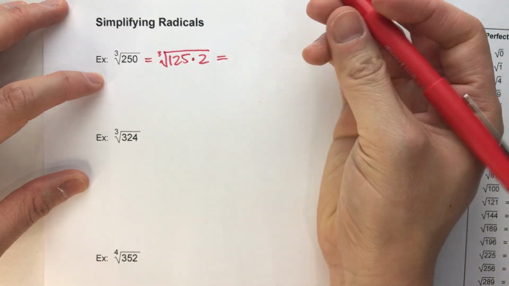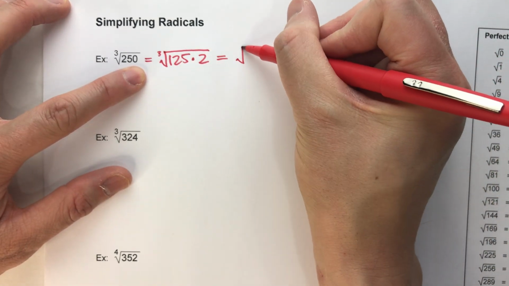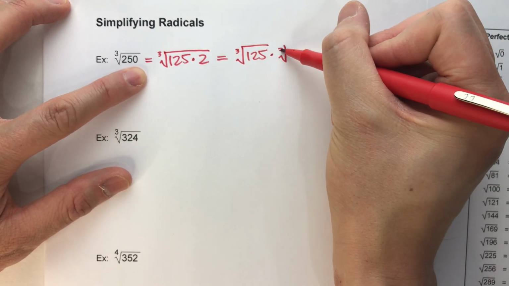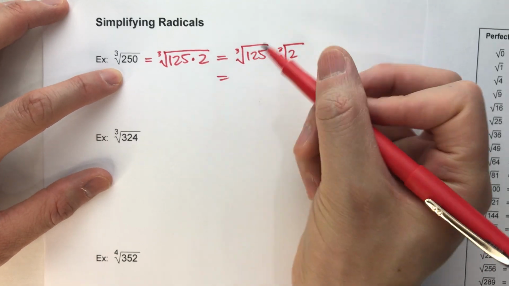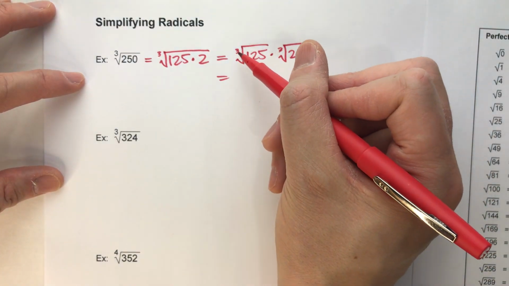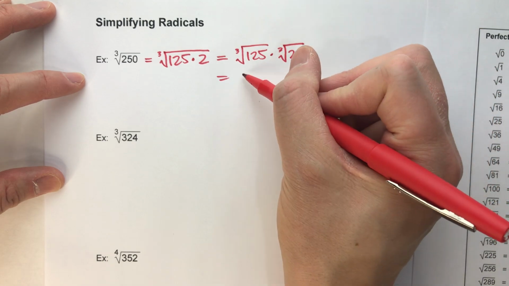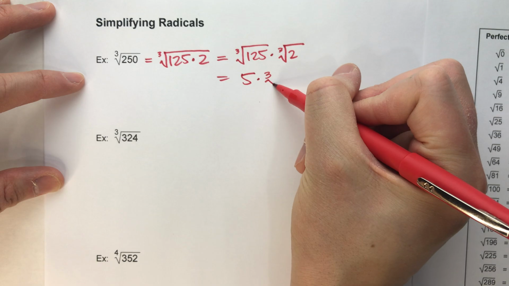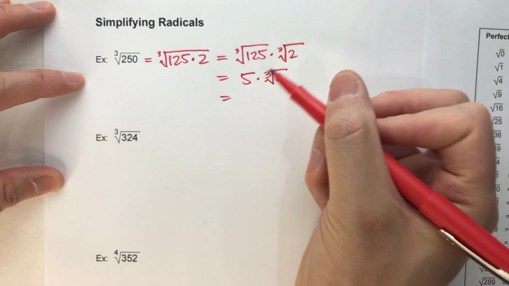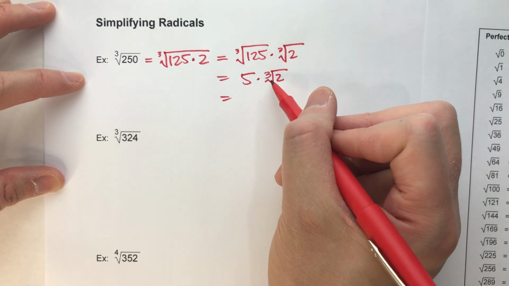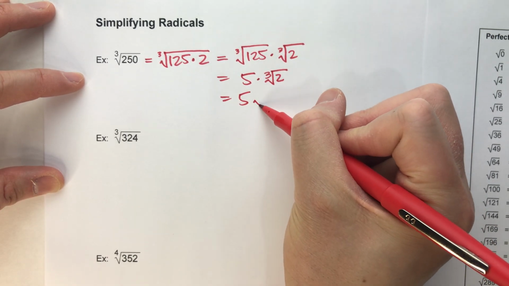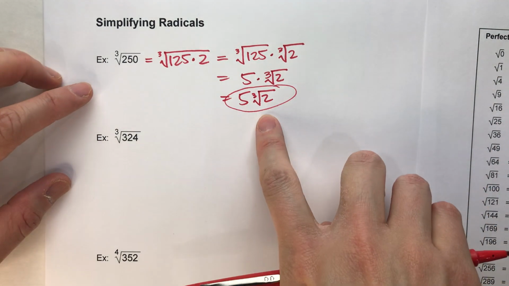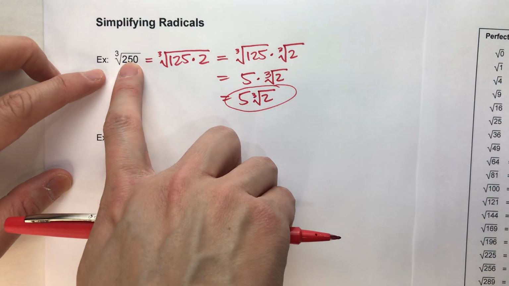Now, why is that helpful? Because when I break this cube root apart, the cube root of 125 times the cube root of 2, I know this is going to be a whole number. The cube root of 125, we just said, is 5. The cube root of 2, still irrational, so I'll leave it as the cube root of 2. Or, when we multiply a whole number times a radical, we don't need the times symbol, we just put them next to each other. 5 cube root of 2. That is our simplified cube root for the cube root of 250.